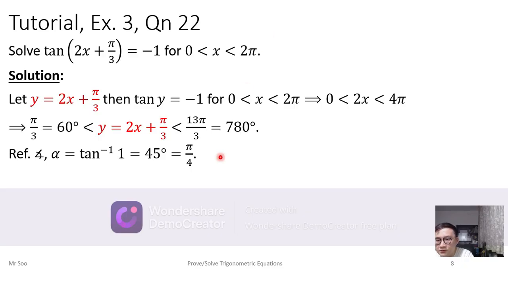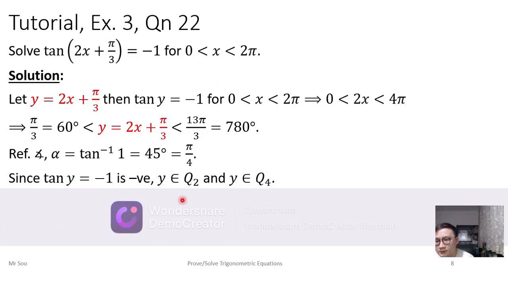Okay, so once you have the reference angle, look back at this expression, tangent y equals minus 1. This tells you that tangent y is negative, right? So according to the ASTC rule, y should lie in what? When tangent y is positive, it lies in Q1 and Q3. When tangent y is negative, it lies in quadrant 2 and quadrant 4.